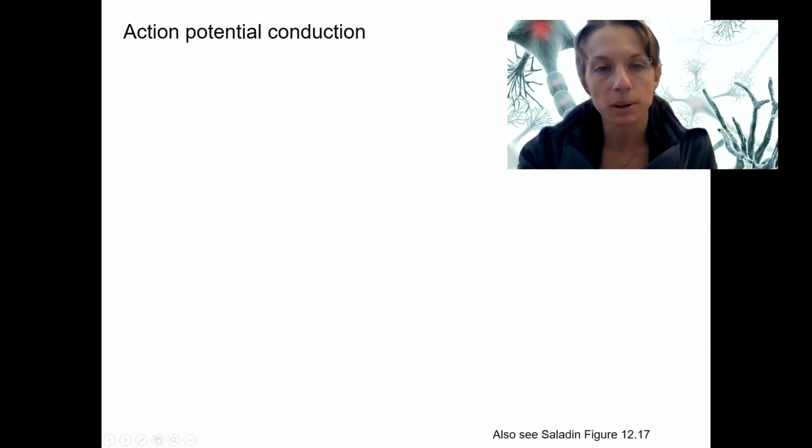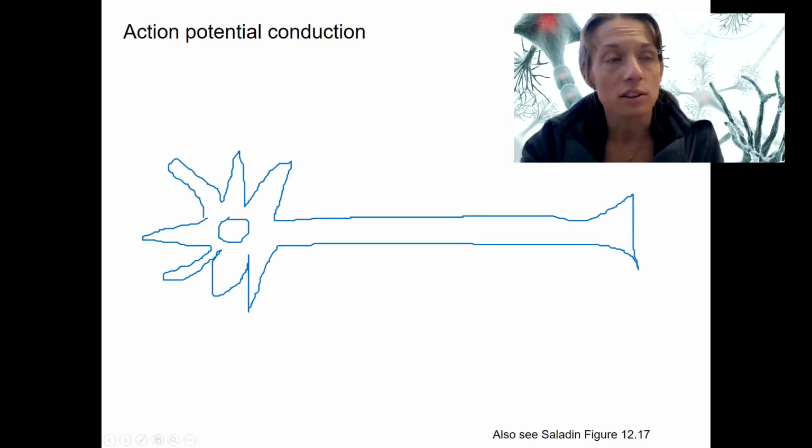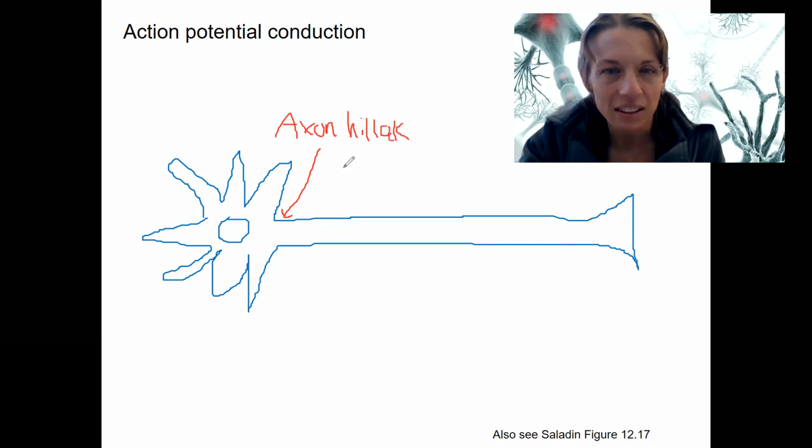So let's start with this by drawing a picture of a neuron again. And then looking again, so far we've looked at one small little place right here. And where is that place? The axon hillock, right? That's where all action potentials are initiated. And that's kind of where we've focused on the movement of ions, sodium in and then potassium out is what generates the action potential. However, now we want to look at what makes that move down.